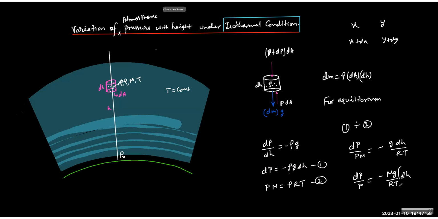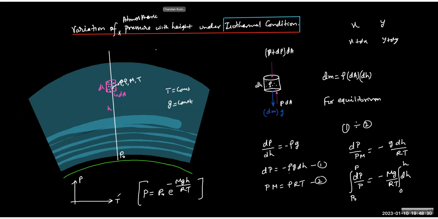Can you integrate? I am also taking g as constant. So when it is 0, what is the pressure? I hope you can understand this. This is the exponential relation. P equals P naught e to the power minus Mgh by RT. So it will decay exponentially under the assumption that the temperature is constant. So the graph is very simple. It will start with P naught, but as you go higher, it will decay exponentially. I hope you all can understand this.